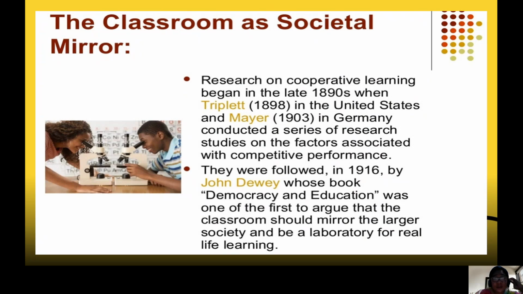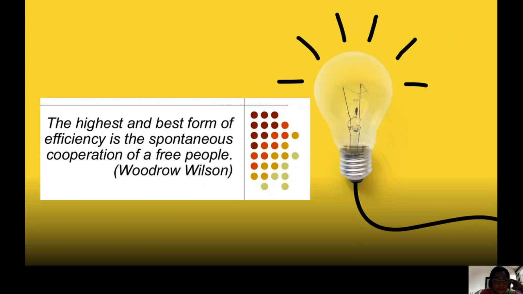So basically, before cooperative learning was implemented, it started with a competitive type of learning, but then they noticed that the effectiveness of this strategy is not that high compared with the effects of cooperative learning within the classroom. That is why the highest and the best form of efficiency is spontaneous cooperation among free people.